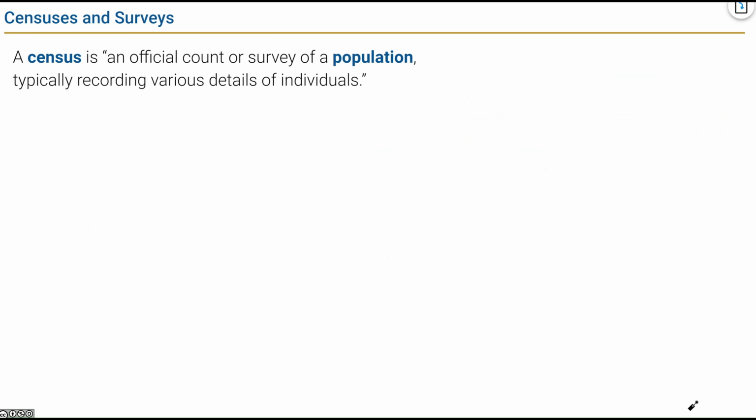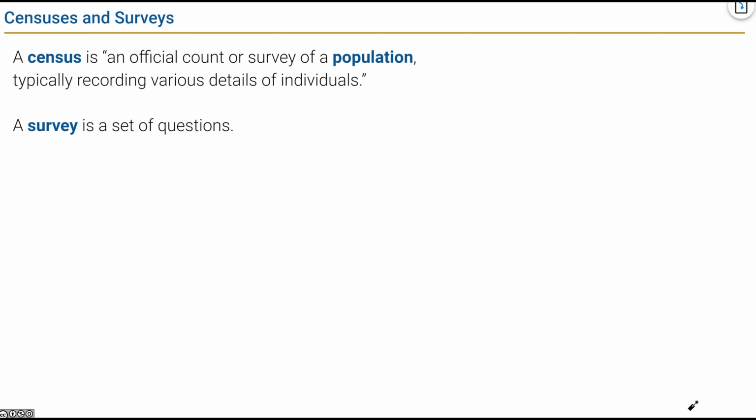All right, so let's look at some key terms here. A census: usually when I hear the word census, I think of the US Census that goes around and counts all the people currently living in the United States. From a statistical standpoint, we're actually going to define a census even more broadly. It's an official count or survey of a population, recording details of individuals. Again, since your population doesn't have to be people, a census might be the heights of all the trees in a given area of interest. So again, just think of census as complete information about your population, or at least it's a way of gathering and recording that complete information.